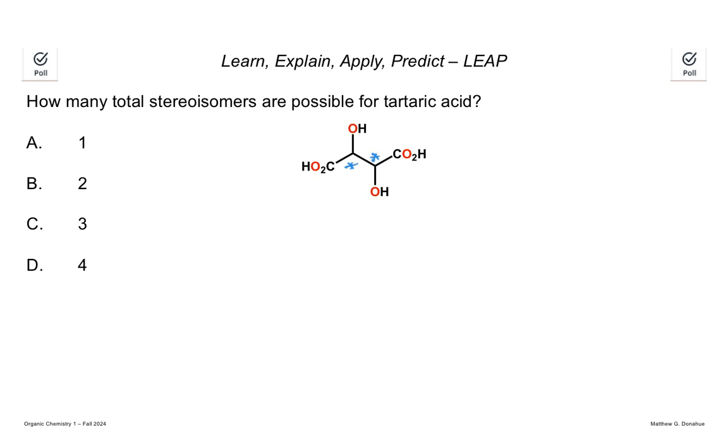Tartaric acid has 2 stereocenters. So you could get a possible 4 stereoisomers, but if you're thinking about what we just studied with the 2,3-dibromobutane, this is the same case. The acid groups at 1 and 4 are the same.